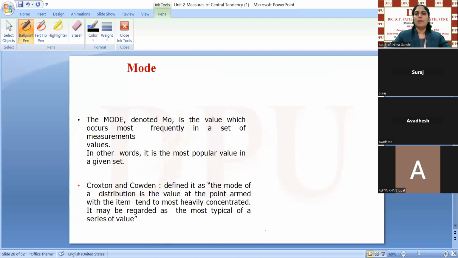Now we'll learn more about the mode. Okay, so this is the third measure of central tendency. What is the mode? Mode is the value which comes the maximum number of times in your data set, or which repeats the maximum time in your data set. So simply, mode is the maximum frequency value from your data set. Mode is the value which occurs most frequently, the most popular value in your data set.